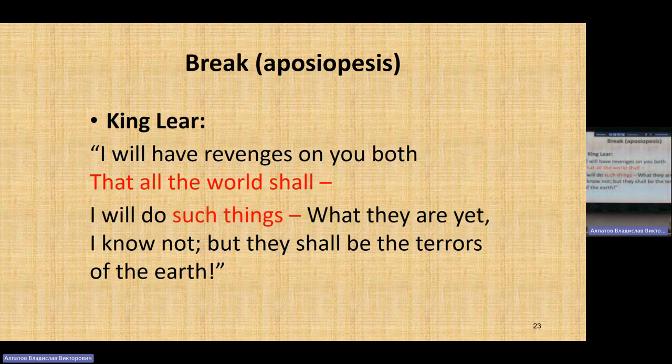And this is, again, a famous aposiopesis, so I decided to include it for you, like the one from Macbeth. This is from King Lear. I will have revenge, when King Lear is threatening his daughters, I think. I will have revenges on you both, that all the world shall... I will do such things... What they are yet I know not, but they shall be the terrors of the earth. Right? Я с вами такое сделаю, что... And then he doesn't finish, right? Leaving his threat hang in the air.